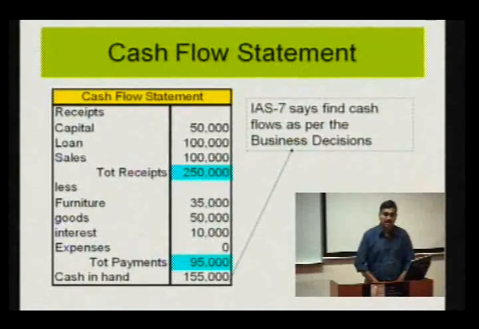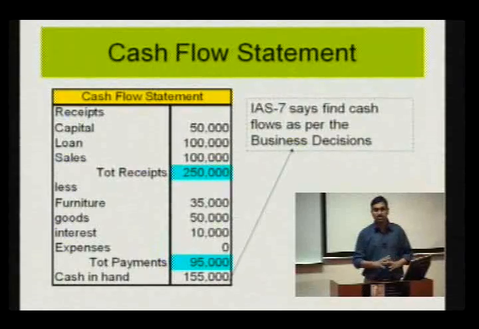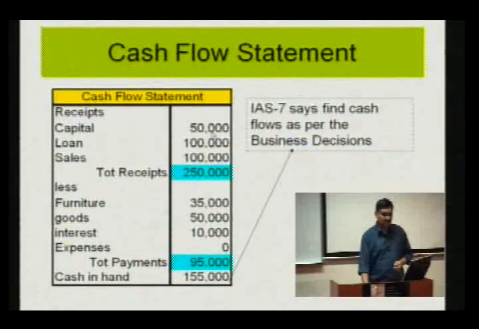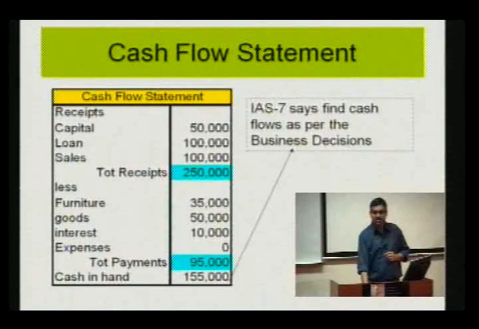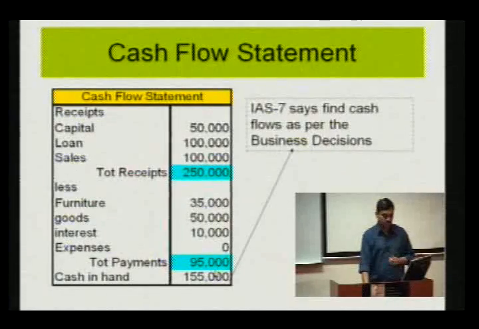So, in a normal cash flow statement, as I mentioned, all the receipts minus all payments will give you the cash in hand. So, in this example, the capital, you have raised money, loans, you have raised money, there is a cash sale, that is 100,000. So, during this period you are raising 250,000 through loan, through capital and through sales, and the payments are purchased furniture, goods purchased, interest paid, and total payments is 95,000. So, you end up with 155,000.